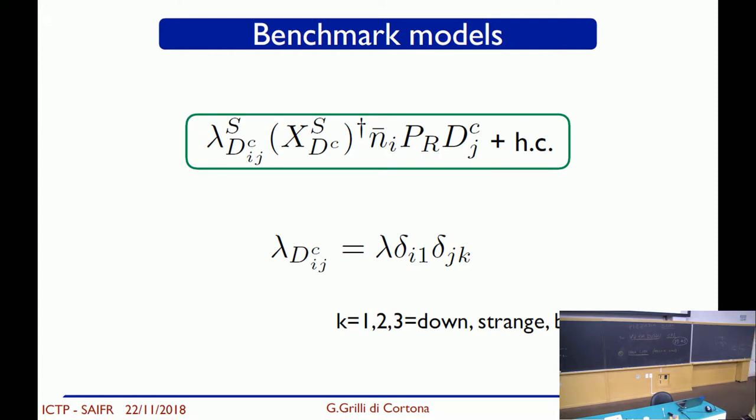This will be a very simplified toy model, and it will be useful to understand all the various mechanisms, how they work. So we will simply add to the standard model an operator like this, where we have a scalar mediator, we have three dark quarks, and they couple with the down-type quarks of the standard model. In particular, this mediator will couple only with one of the dark quarks, and only with one standard model down-type quark at a time. So we will have different models fixing k to 1, 2, or 3 for the down, strange, and bottom.